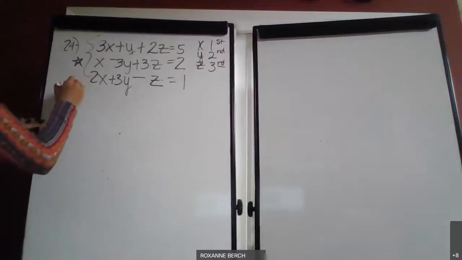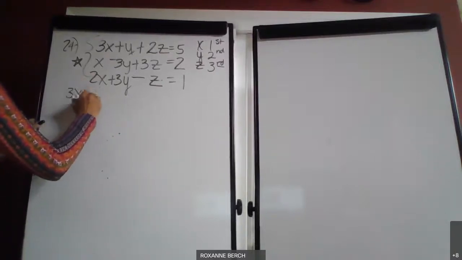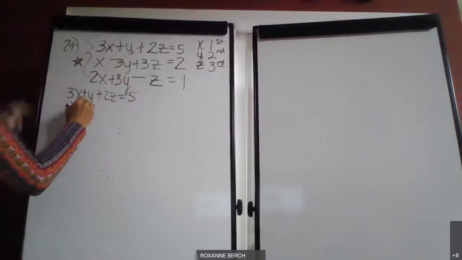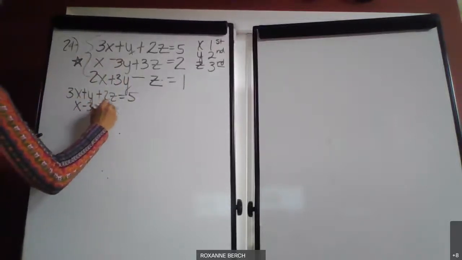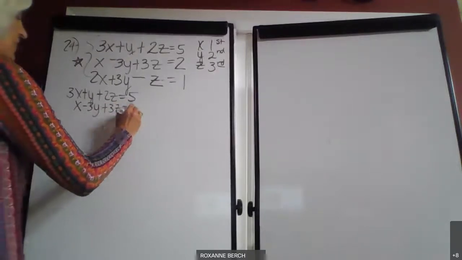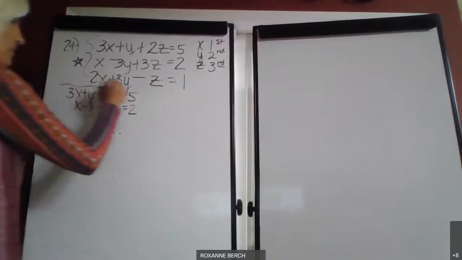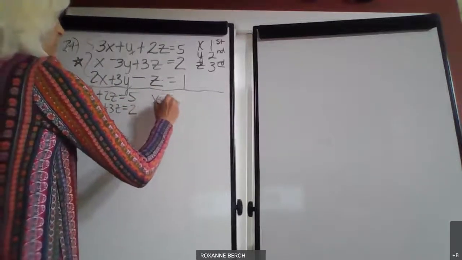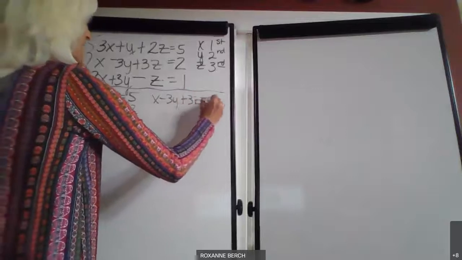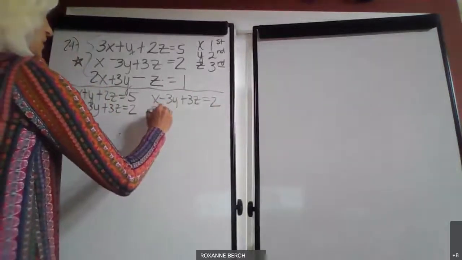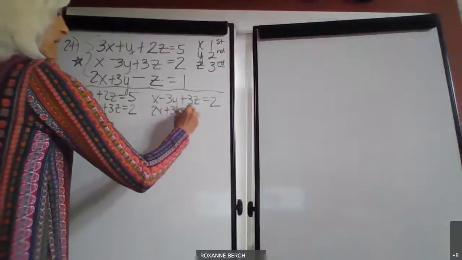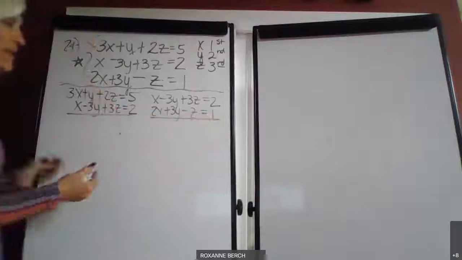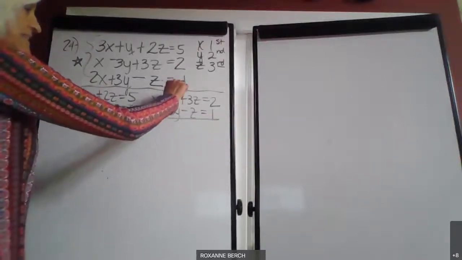So here we go. So we have 3x plus y plus 2z equals 5. And we have the second one, which is minus 3y plus 3z equals 2. So that's one pair. The next pair is the second one, x minus 3y plus 3z is equal to 2, and 2x plus 3y minus z equals 1. So do you see why I chose to eliminate y? Because it already disappeared there.